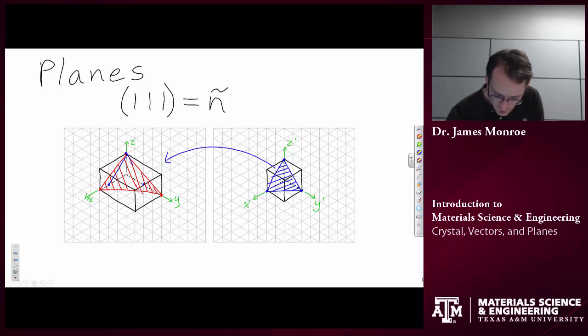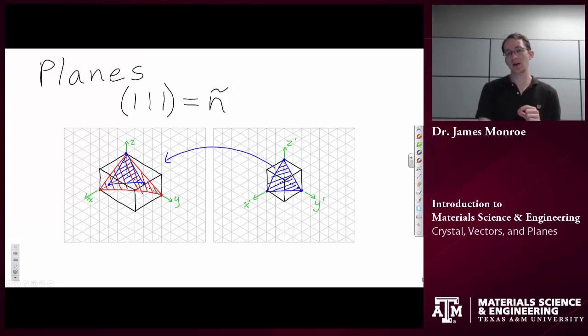So even though we have the same math, it's the 1, 1, 1 plane in both crystal systems, because the edges of the unit cell are different, they will actually have different normal vectors if we look at it in a Cartesian coordinate system. But in the crystal system, those vectors are exactly the same.